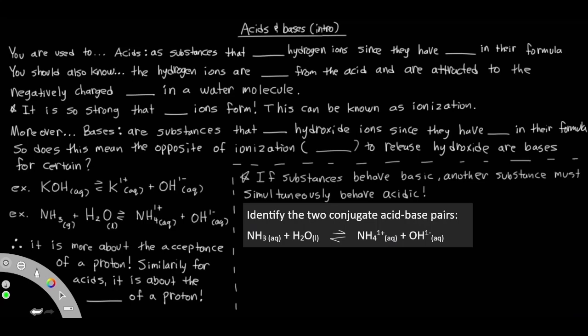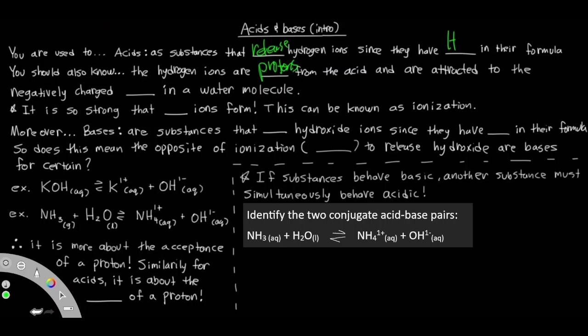Acids and bases introduction. You are used to acids as being substances that just release hydrogen ions since they have hydrogen in their formula. Well, you should also know that the hydrogen ions are pretty much just protons, okay? Because obviously hydrogens have one proton, one electron. When that electron gets removed in order to do the bond, we only have a proton left, right? So when the electron is gone, it's just a proton now. It only has one proton.